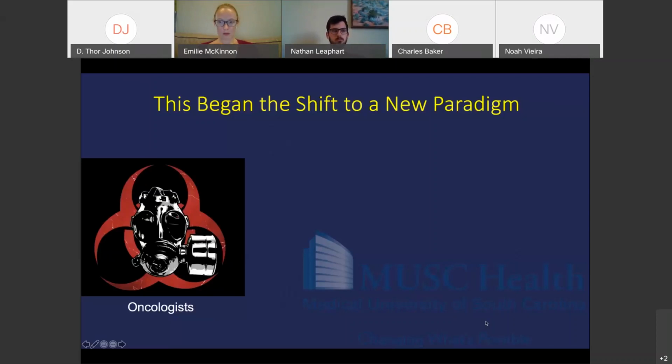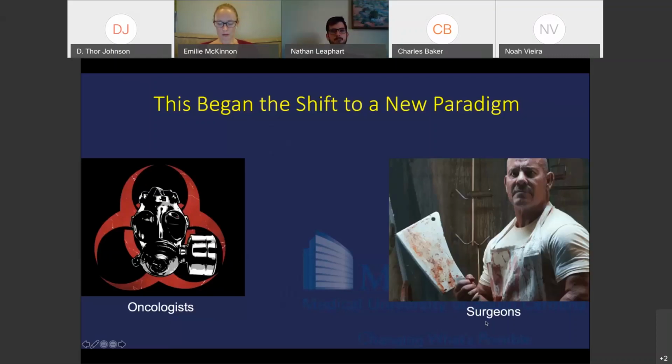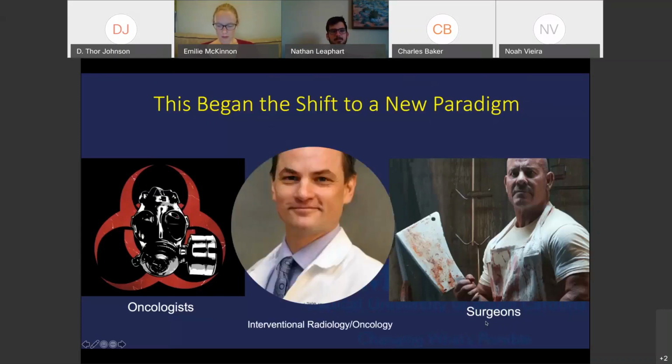So, when we originally started out, the paradigm was there were the oncologists who were poisoning the patients, the surgeons who look like this, primarily operating on the patients. But now there was a new specialty in the middle of these two that could actually help out with both of these. And that was interventional radiology, interventional oncology people. And that's grown significantly since those early case reports.